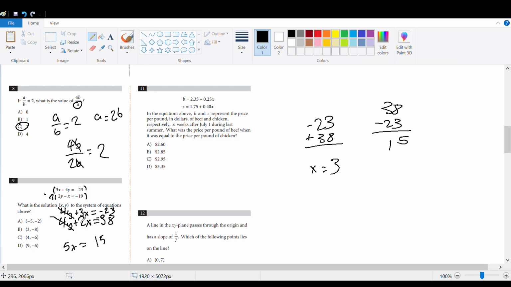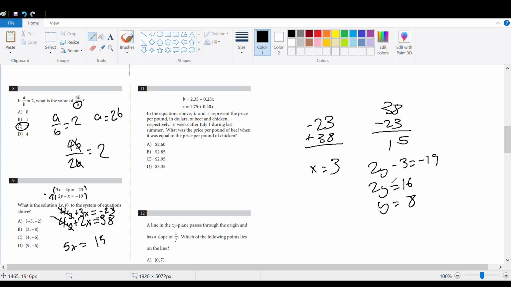So if x equals 3, then 2y minus 3 equals negative 19. So 2y equals 16, so y equals 8. So x equals 3, y equals 8.